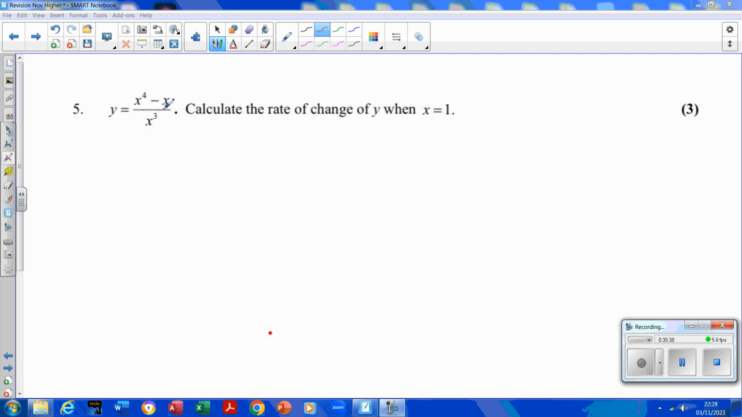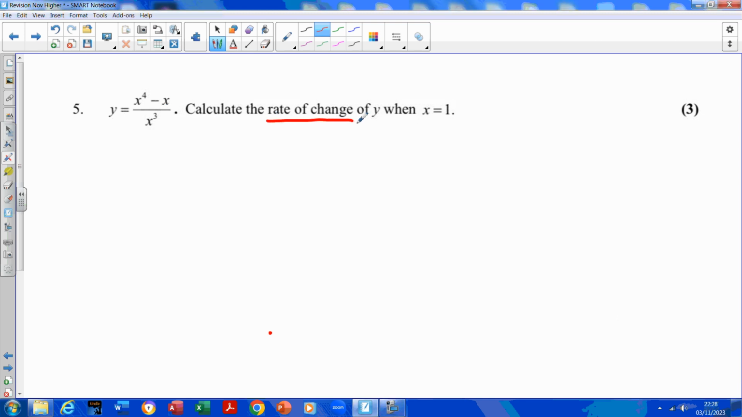Y is equal to x to the power of 4 minus x divided by x cubed. Calculate the rate of change of y when x equals 1. That's just a fancy name for find the derivative and then substitute in x equal to 1. So if you see a rate of change, you take the derivative and you substitute the x value you're given. So that's all it is.